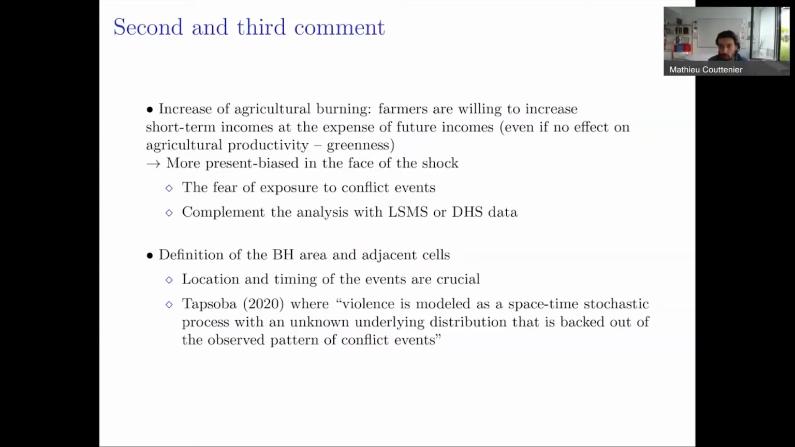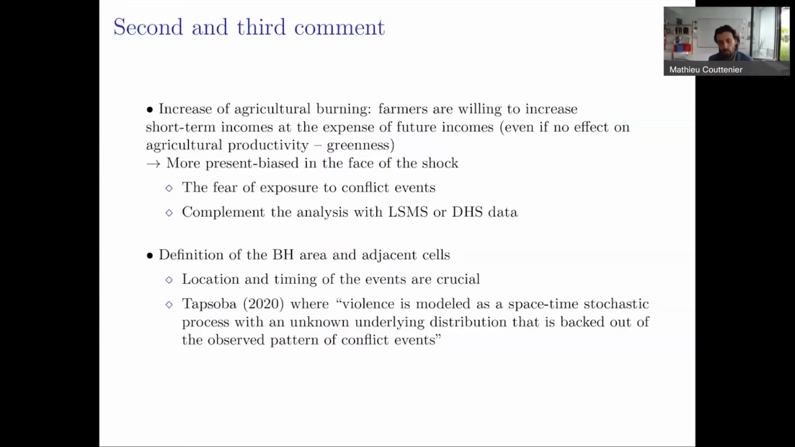So for now, what you're taking into account is, let's say, a raw measure of distance between this area and the other cells. But I think you may have some interest in this very interesting paper of Tapsoba in 2020, the job market paper, where he tried to model violence a bit more with a space-time stochastic process. And this could be very useful, because the point of the measure is to take into account the question of fear and uncertainty, which is also a mechanism that is very important in your story.